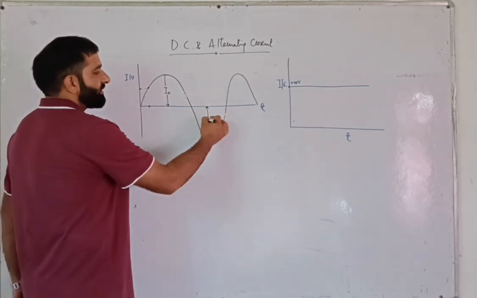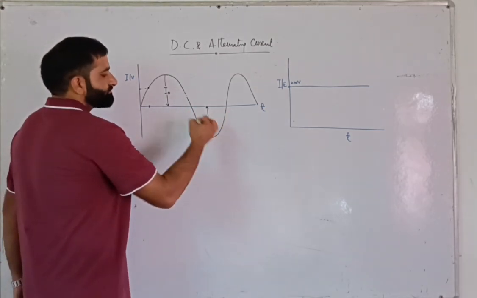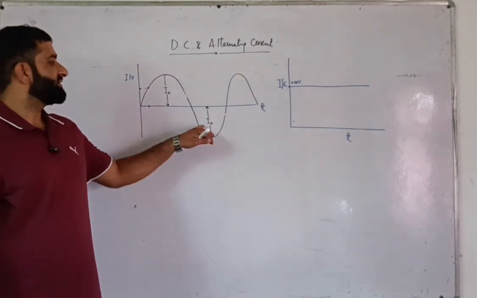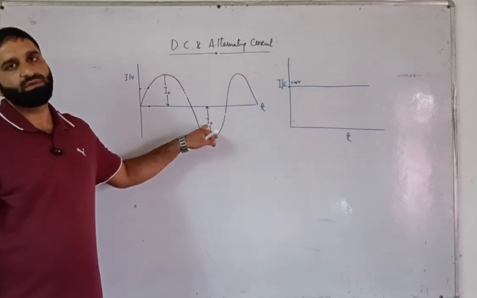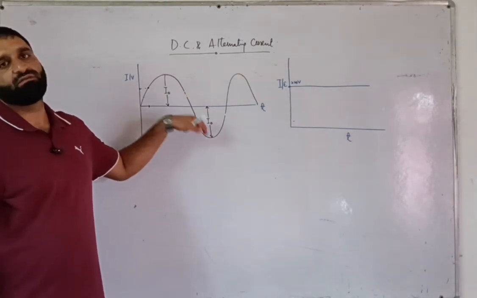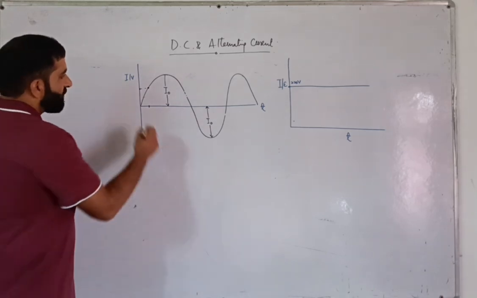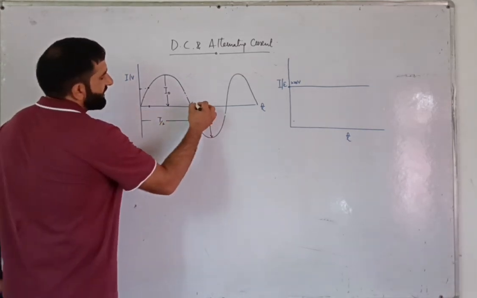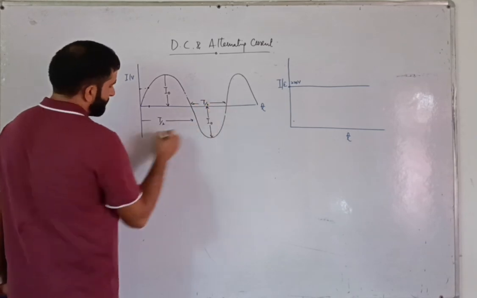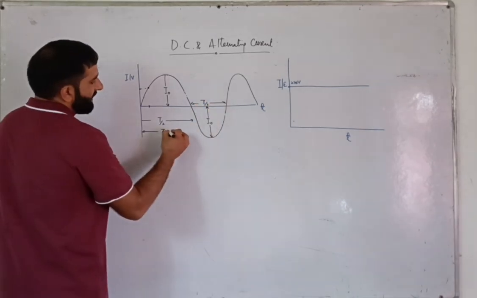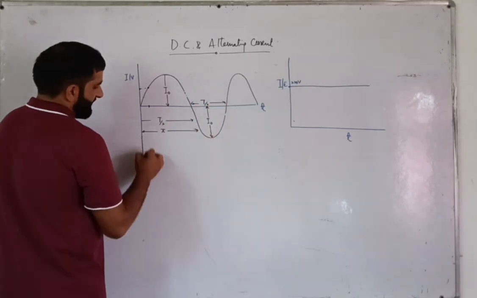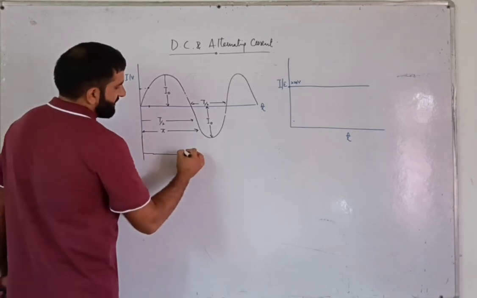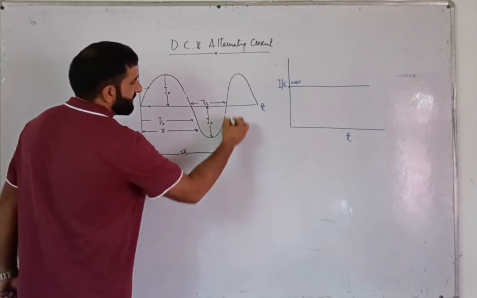Here we also have the peak value in the negative cycle. So this is the negative one, called the minimum value. Actually it is the maximum value in the opposite direction. From here to here we have a time period of T by 2, and from here to here we have a time period of T by 2. Angle wise we have an angle of pi, and from this to this we have an angle of 2 pi.